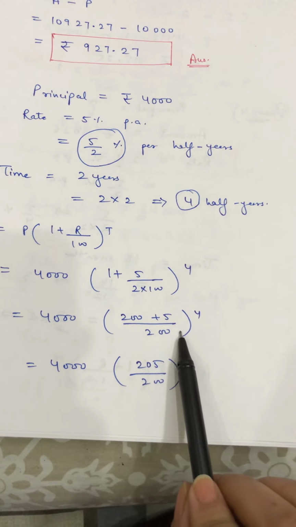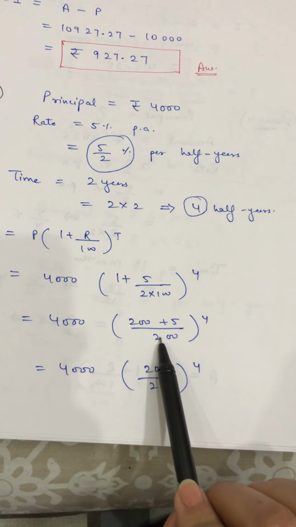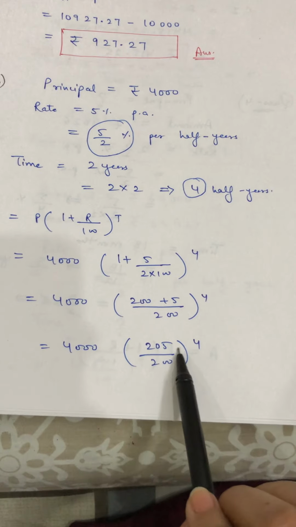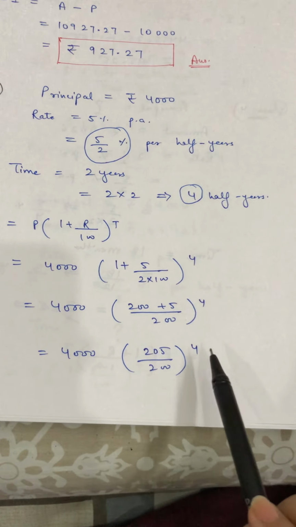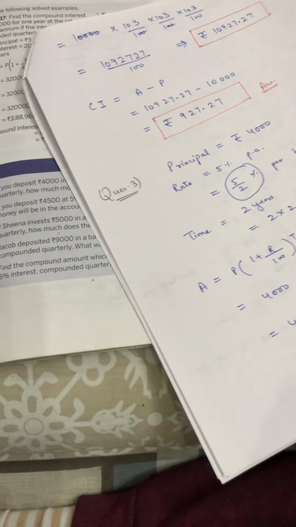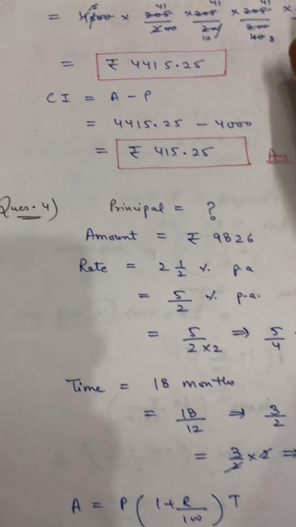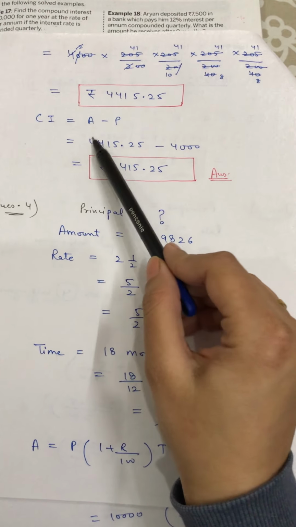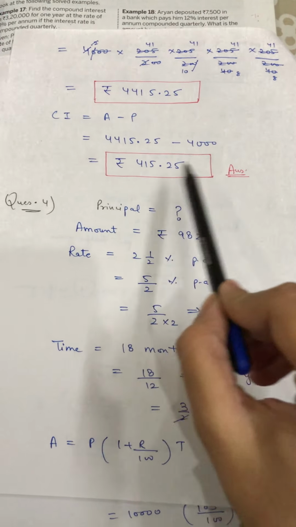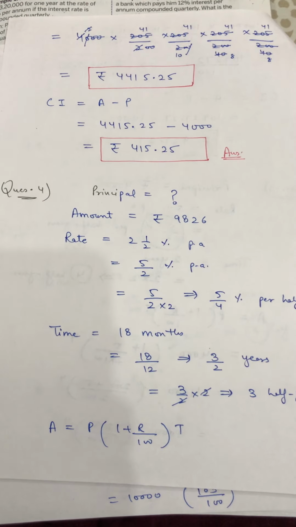After this 200, take LCM. LCM will be 200 plus 5. It is 205 upon 200 raised to power 4. Open the bracket, cancel the terms and take out your amount. After the amount, you have to find the compound interest with the formula A minus P. Just put the values in the formula and take out the answer.